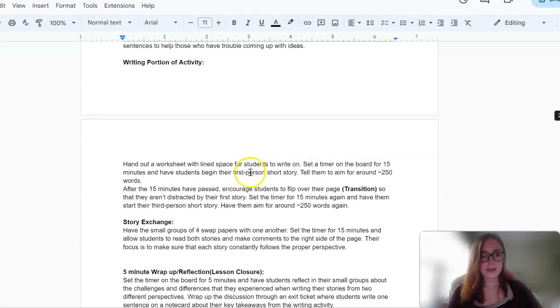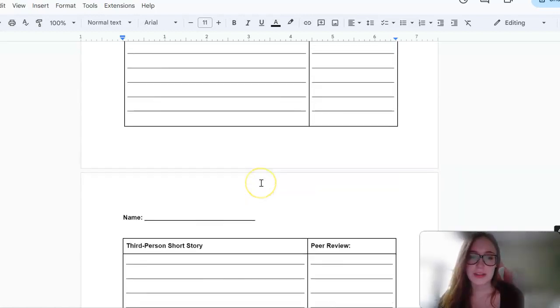And after this is done, more paper management, have a student hand out a worksheet with lined space for students to write on. And for the transition between the 2 different stories, I made kind of a rough draft of what it would look like.